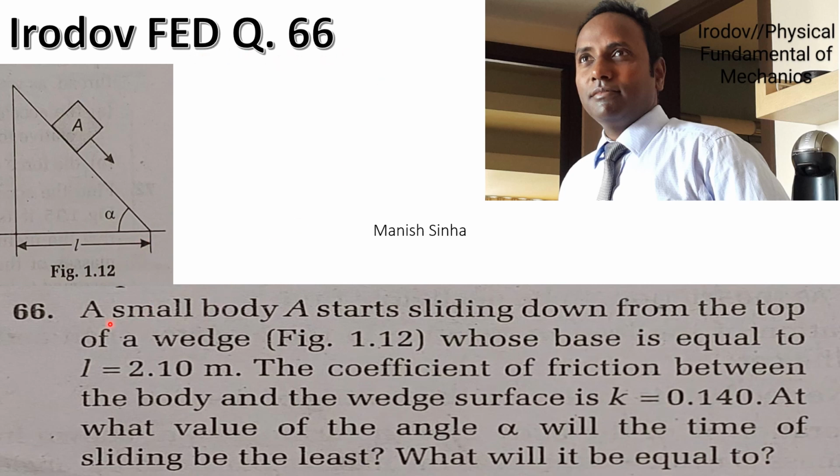The question says a small body A starts sliding down from the top of a wedge whose base is equal to L = 2.1 meter. The coefficient of friction between the body and the wedge surface is k = 0.140. At what value of the angle alpha will the time of the sliding be the least? So what will it be equal to? Let us solve this question.